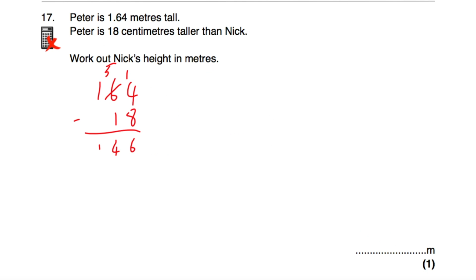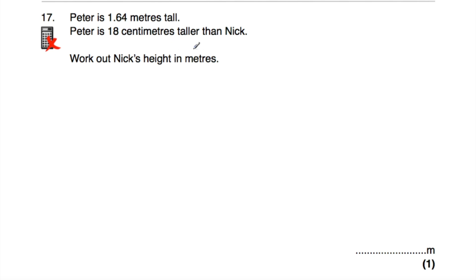Okay, now this worksheet, this booklet is on adding and subtracting decimals. So here, Peter is 1.64 meters tall. Peter is 18 centimeters taller than Nick. So Peter's taller than Nick, so Nick is shorter than Peter, and he's 18 centimeters shorter than Peter. And we've been asked to work out Nick's height. So he's 18 centimeters taller.